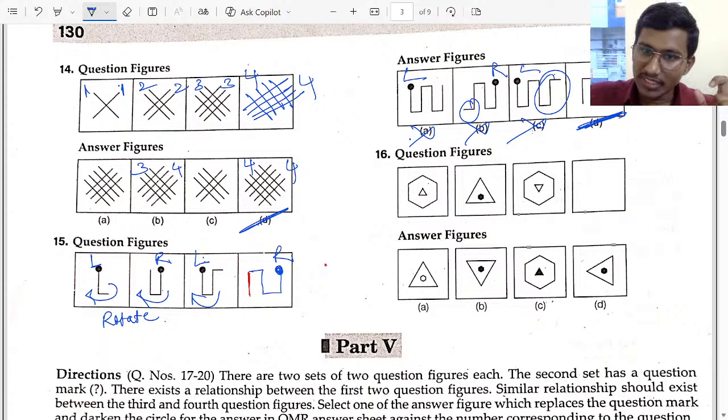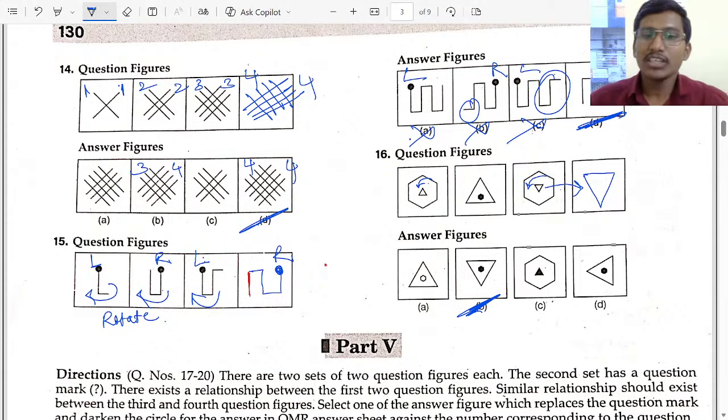This figure is moving in and getting colored, so this figure will move in and get colored, but the triangle will be reversed only. The bigger triangle will be reversed only, okay? So the same reverse should come. If it is reversed and the color is coming, the answer will be option C, that is B, sorry. So the 16th one, answer option B, the reversed triangle. Okay, good.